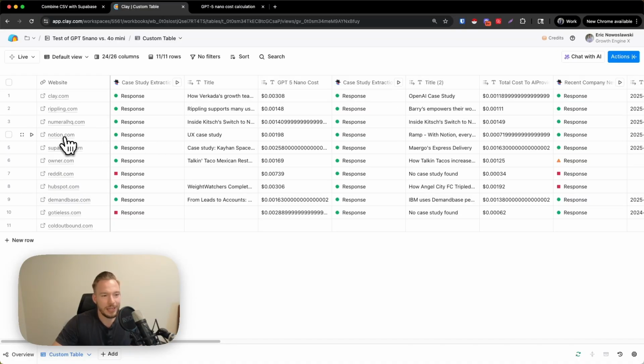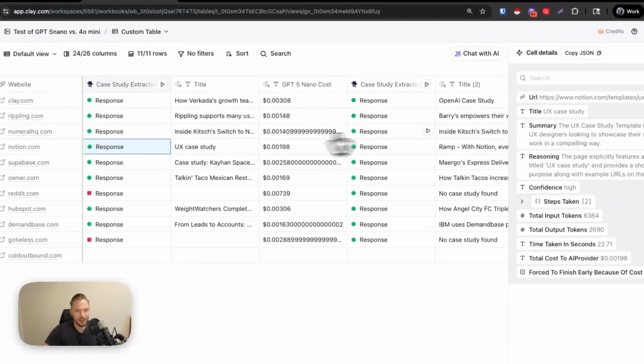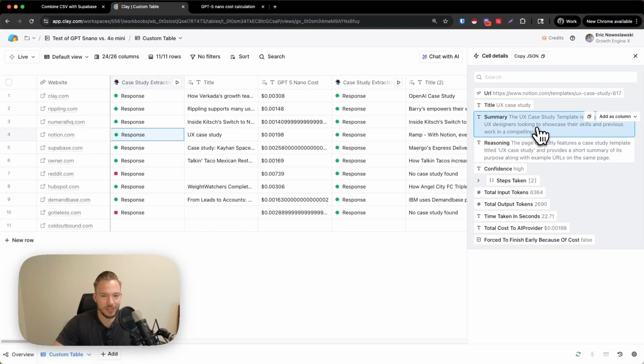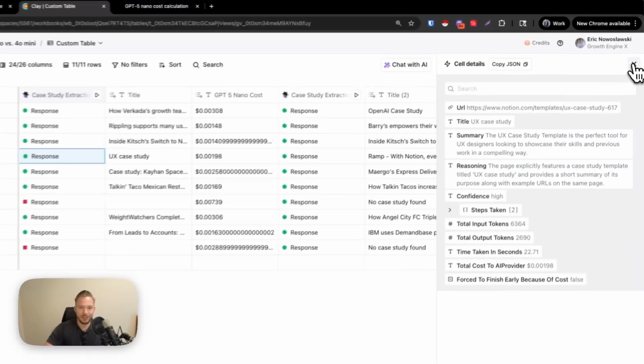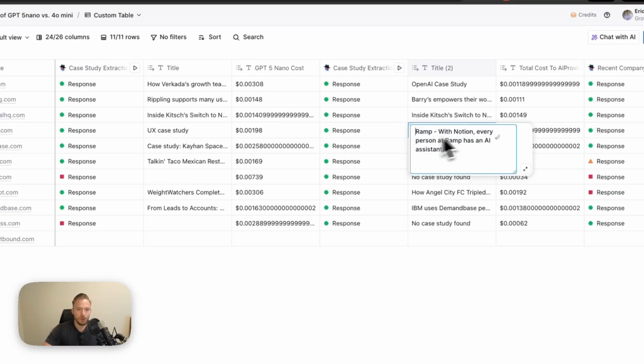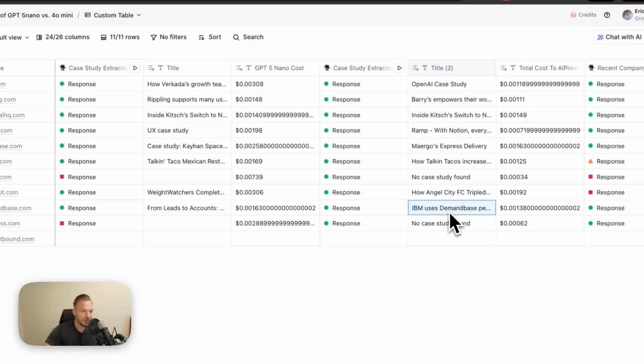But for instance, interestingly, for the Notion case study, it picked up a UX case study, which says a UX case study template is a perfect tool for UX designers looking to showcase their work. So this is a template. This isn't even really a case study. And then 4o Mini picked up Ramp with Notion. Every person at Ramp has an AI assistant. Okay, so crushed it over there.